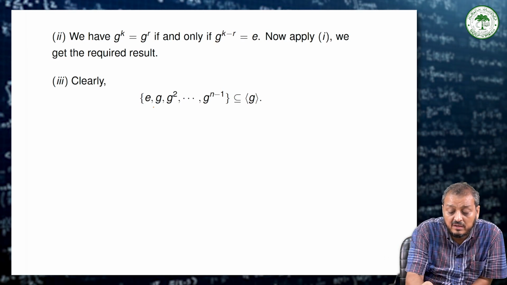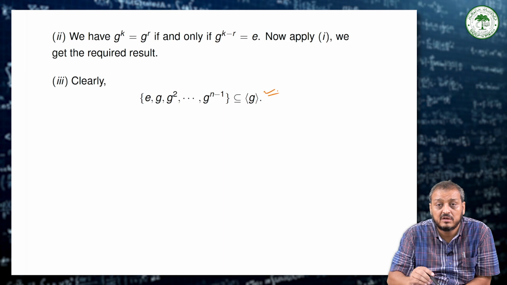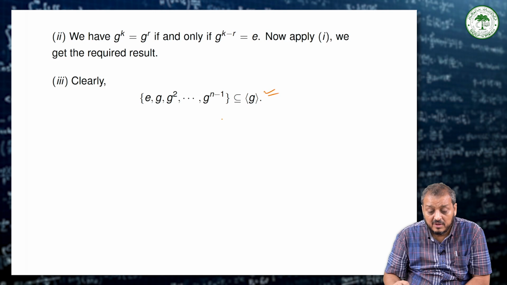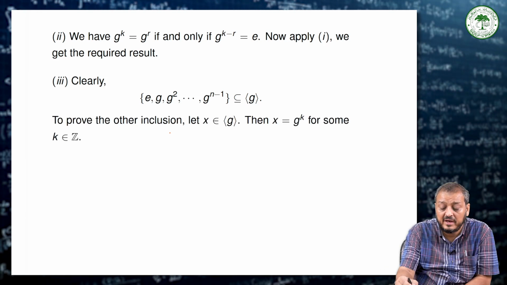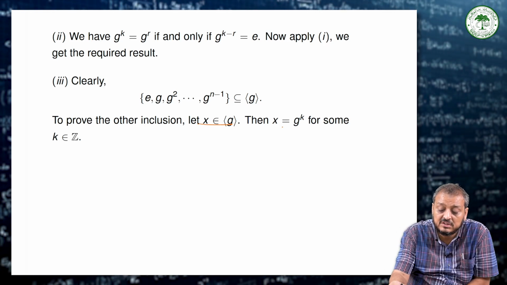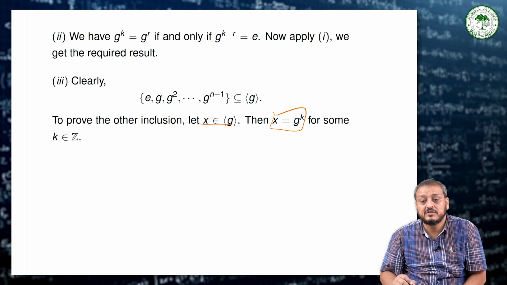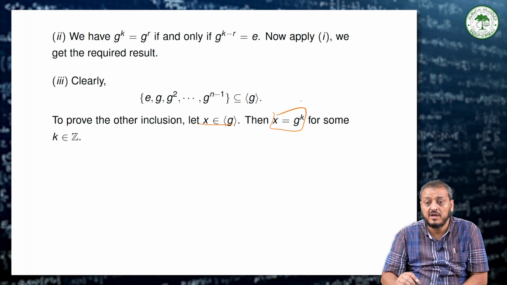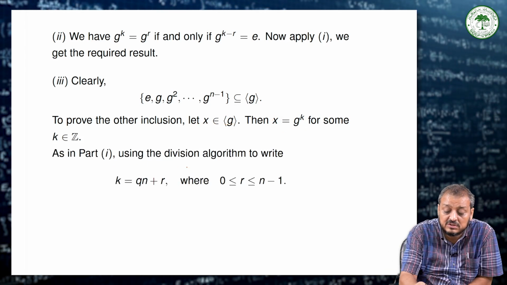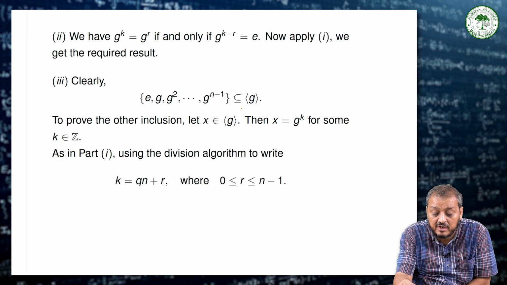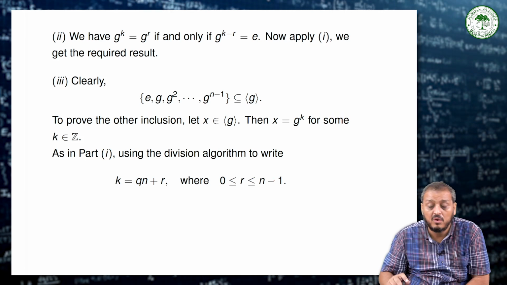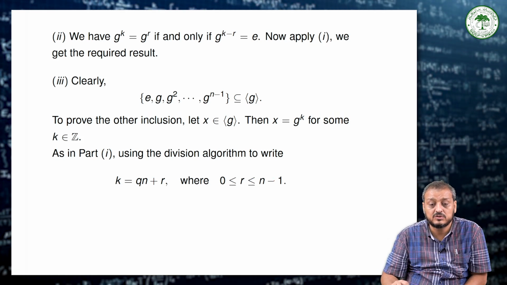Now clearly the set {e, g, g square, ..., g to the power n minus 1} is contained in the subgroup generated by g, but we have to show that equality holds. To prove the other inclusion, let x be an element of the subgroup generated by g. Then x can be written as some power of g, so x is equal to g to the power k for some k in Z. As in part 1, using the division algorithm, k can be written in the form qn plus r, where r is between 0 and n minus 1.